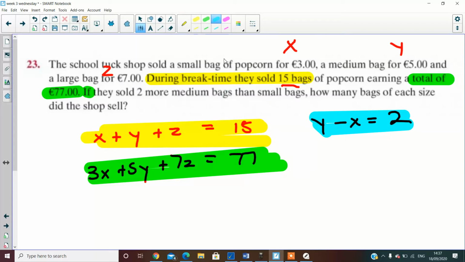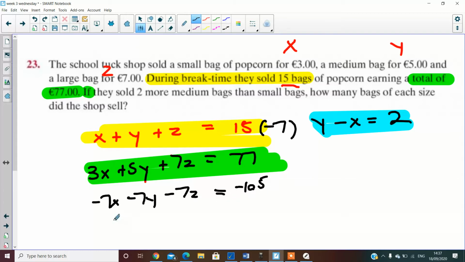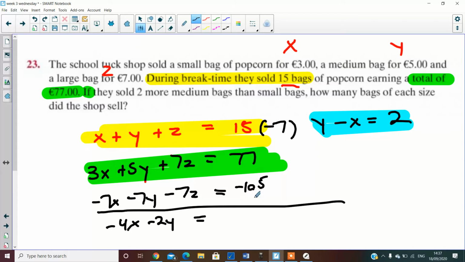All right, so what we're going to do is get rid of the Z's. So what should we do with the yellow one? Multiply it by what? What gets rid of Z plus 7Z? So multiply by minus 7. Minus 7x minus 7y minus 7z equals minus 105. Minus 4x minus 2y equals minus 28.